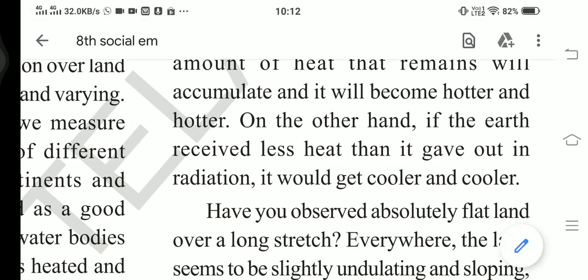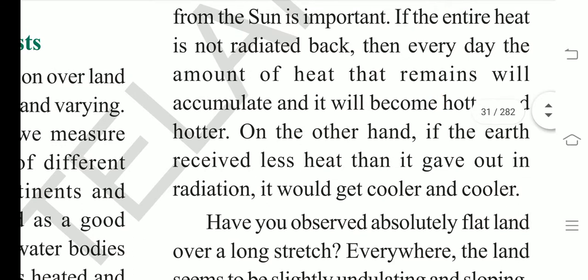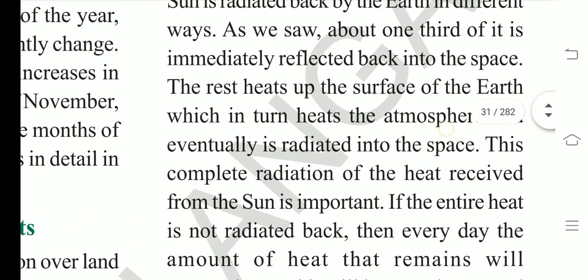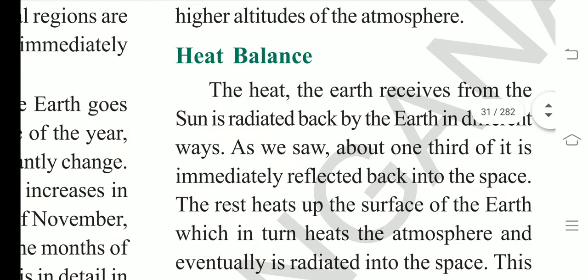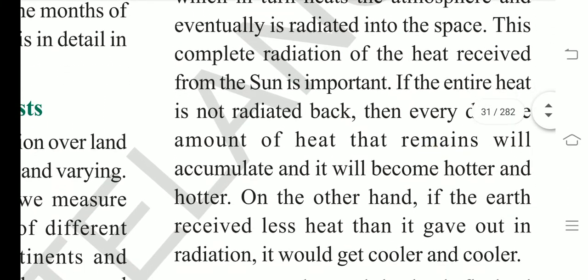These two things are not happening here. Always we see that Earth is somewhat warm. It means that when there is excessive heat, the excessive heat is released into space. When it is going to become cooler, then it absorbs the solar radiation. In that way, it maintains balance in the heat. That is what we call heat balance.